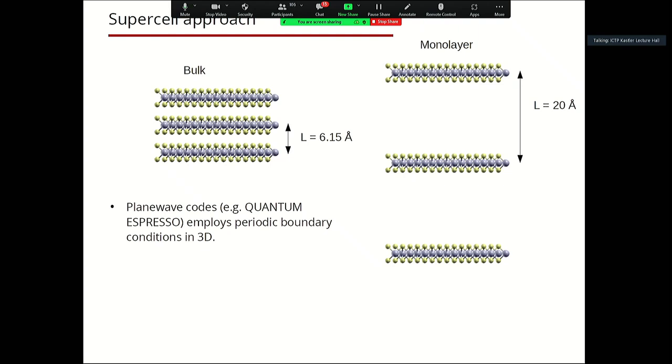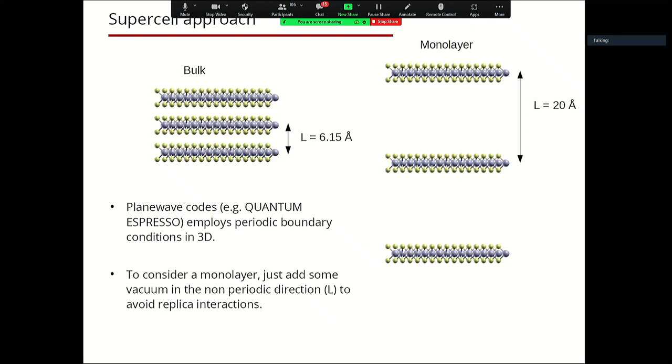The supercell approach is quite direct and says that if you have the bulk, but you want to describe the electronic structure of the monolayer, just increase the unit cell in the non-periodic direction, that is L in this case, and at a certain point, the monolayers will not interact anymore. So you add some space up to convergence with respect to L. If you reach convergence, then you have the electronic properties of the monolayer.